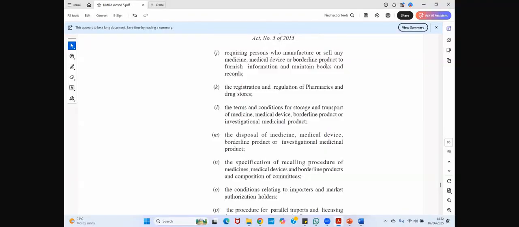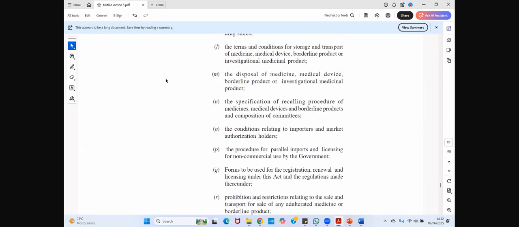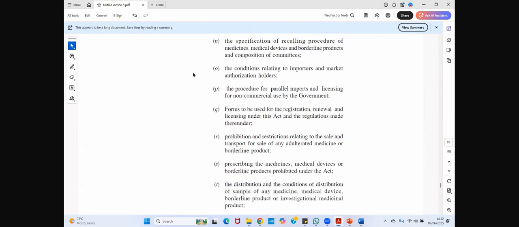So, regulation on furnishing information and maintaining the record, and making rules for the registration and regulation of pharmacies and drugstores, any condition for storage and transport, disposal of medicine, right? And investigational medicinal product, and specification for recalling procedure of medicine. So recalling procedure is already given in WHO, but the minister also can make regulation.